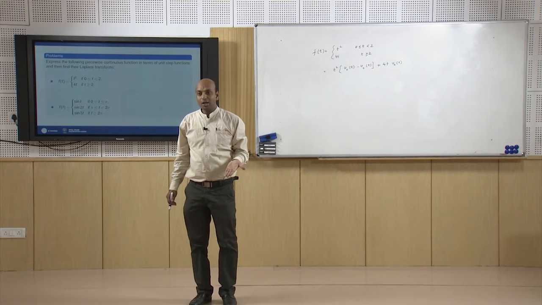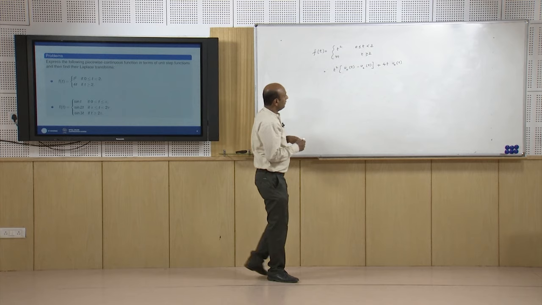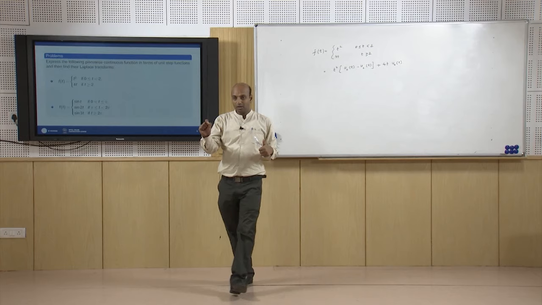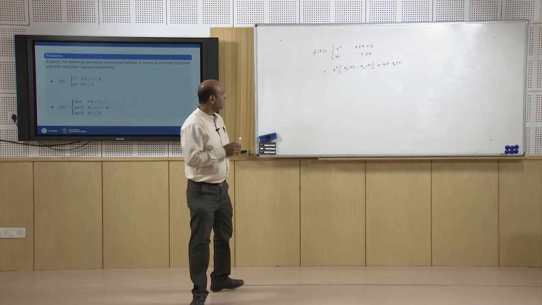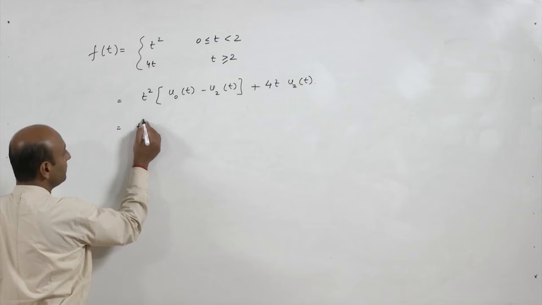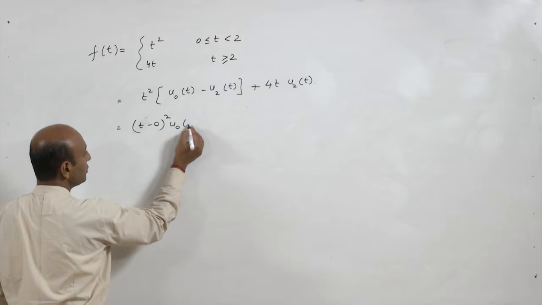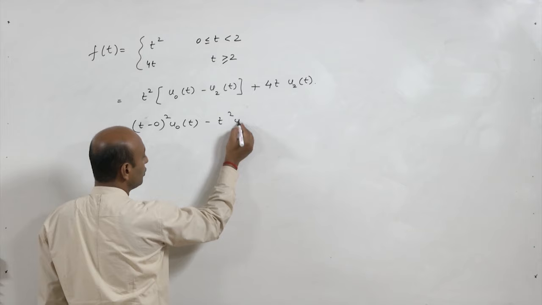Now how do we find the Laplace transform of this function? We have to use the second shifting property. For the second shifting property, we have to make the form f(t minus a) into u_a(t). Here a is 0, so no problem. This is nothing but (t minus 0) whole square, and u_0(t). So it is t square u_0(t) plus 4t into u_2(t).